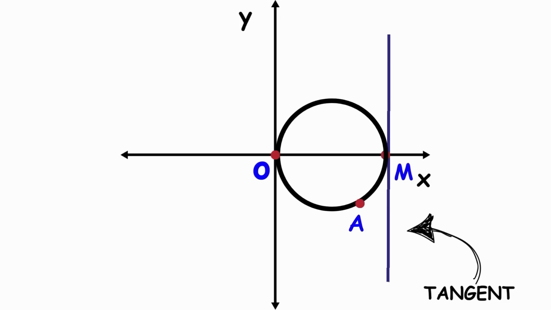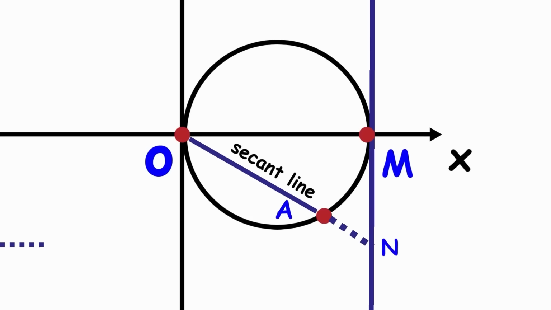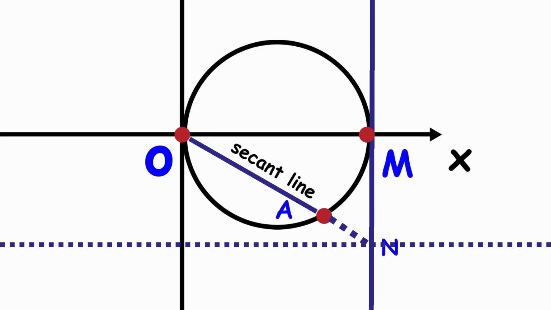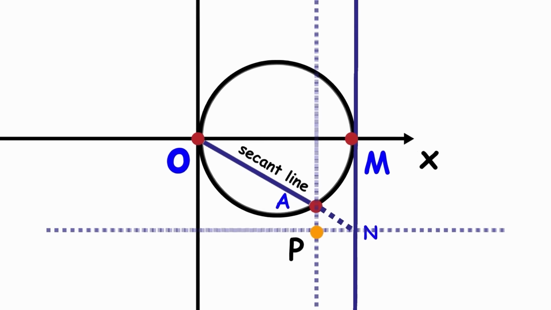Now we can pick any point A on the circle other than O, and we will draw a line passing through both O and A. Since this line touches the circle at two distinct points, it is called a secant line. The aforementioned lines will intersect at a point N. Now we'll draw a line through N that's parallel to OM, and a line through A that's perpendicular to OM. These two lines intersect at a point P, and with that we have a point P on our curve.